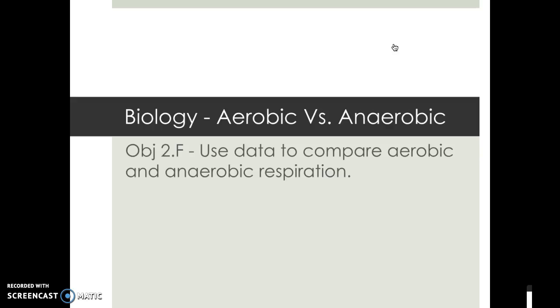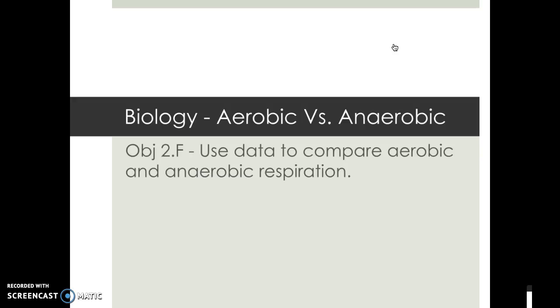Today's objective is 2.f. Once again, make sure to write this down on page 50 as I'll be checking that so you can get it stamped today. 2.f is use data to compare aerobic and anaerobic respiration. Luckily, you guys have already started this by starting your lab and measuring your balloon. You'll be collecting your data through this experiment, and then by the end of today, you'll be able to compare that data to determine whether or not the yeast is performing either of these types of processes.